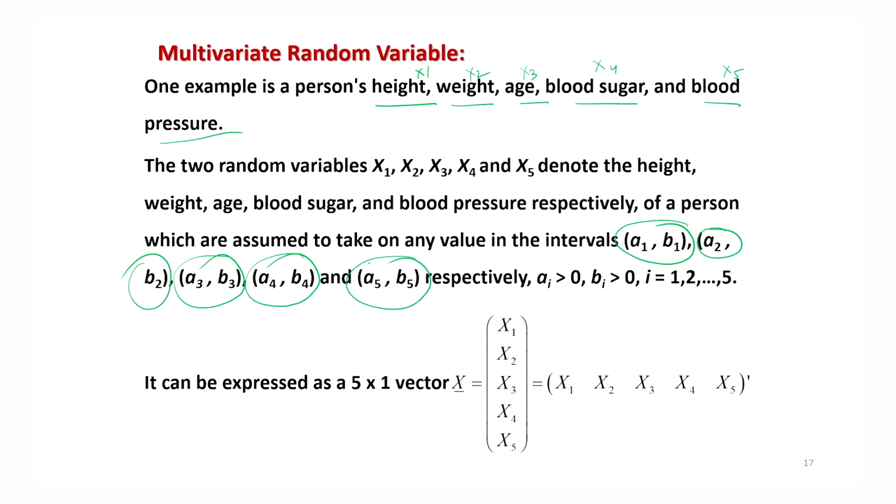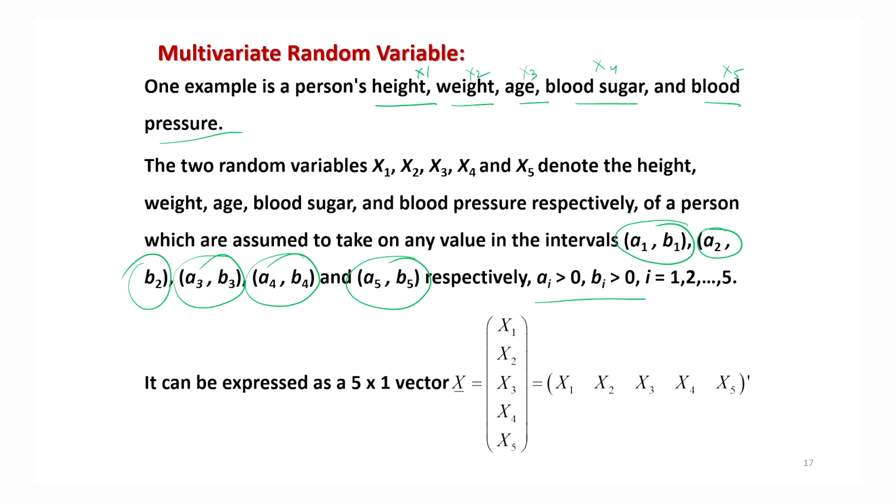And depending on the situation, suppose I assume that all ai and bi are greater than 0. Right, although I am taking an example where all the variables are continuous, they can be discrete also, or it is possible that x1, x2, x3 are continuous and x4 and x5 are discrete. That is also possible. But here my objective is to give you the idea of what a multivariate random variable is.